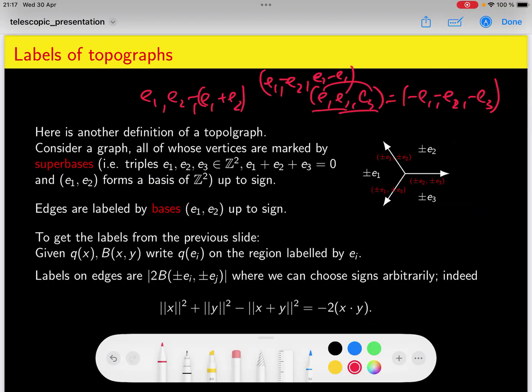So here that's the picture. Regions of the topograph correspond to primitive vectors. Edges of the topograph correspond to bases made of two such primitive vectors. And vertices correspond to the superbases.